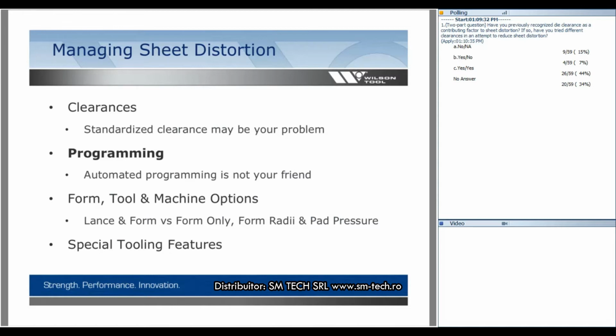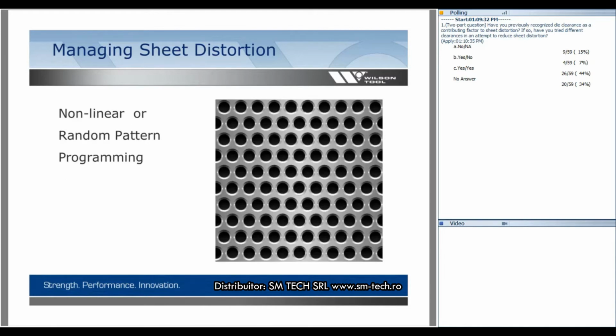And one of them, next topic, is programming. You know, I kind of put automated programming is not your friend. I know people are chasing automation, right? It's all how much can I get through my machine at one time, or how fast can I get it done? But sometimes the result is greater sheet distortion because the program has taken a logical, mathematical approach to it, and that can not take into account sheet distortion.